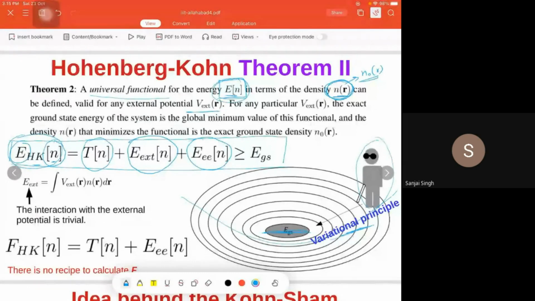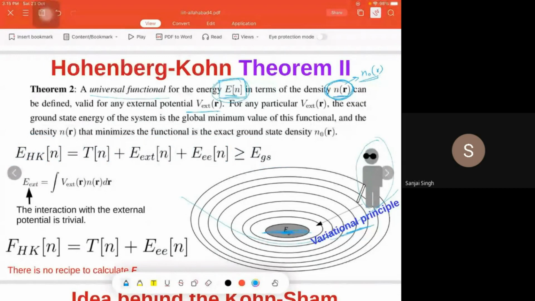What do we mean by functional? Here we have energy, which is a function of the charge density. If you somehow get this number which corresponds to your ground state density, then you will get a number which is the ground state value of the energy.